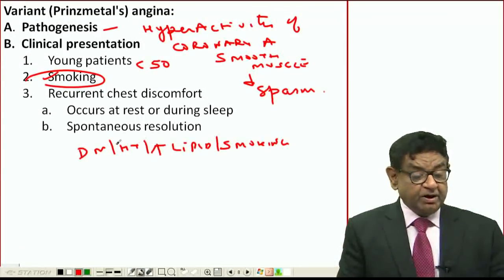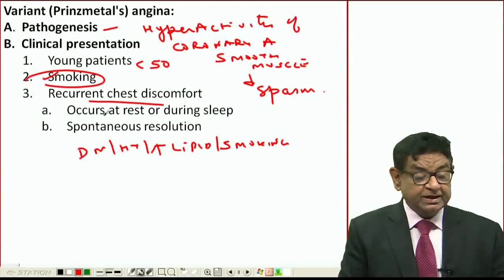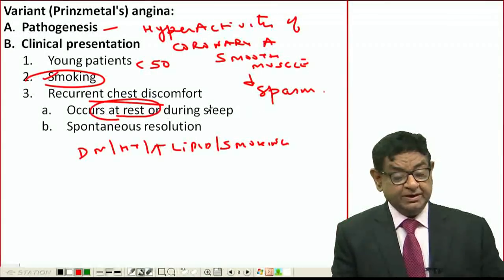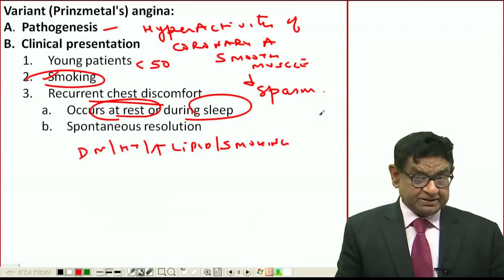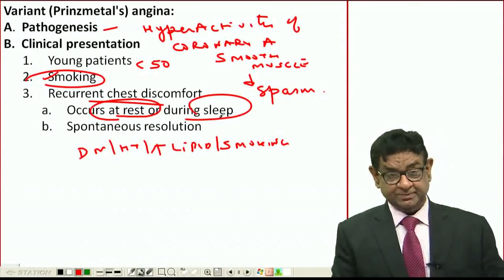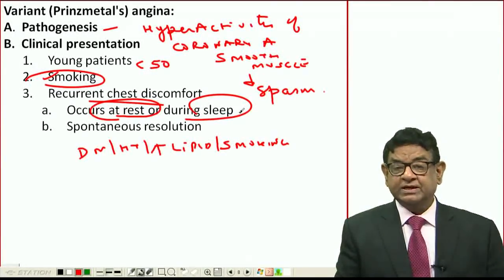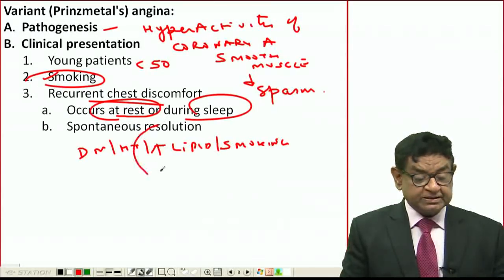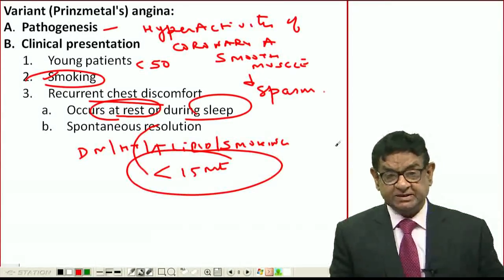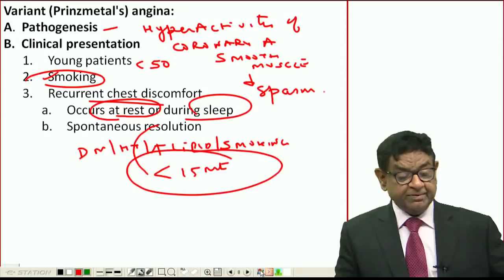Okay. Now, patient has recurrent chest discomfort, maybe at rest, and during sleep. Point to be noted, in a stable angina, pain occurs on exertion. This is an exception. Patient can have pain at rest also. Why? This is due to vasospasm. And spontaneous resolution occurs in less than 15 minutes. The pain disappears because the coronary artery, they dilate within 15 minutes.